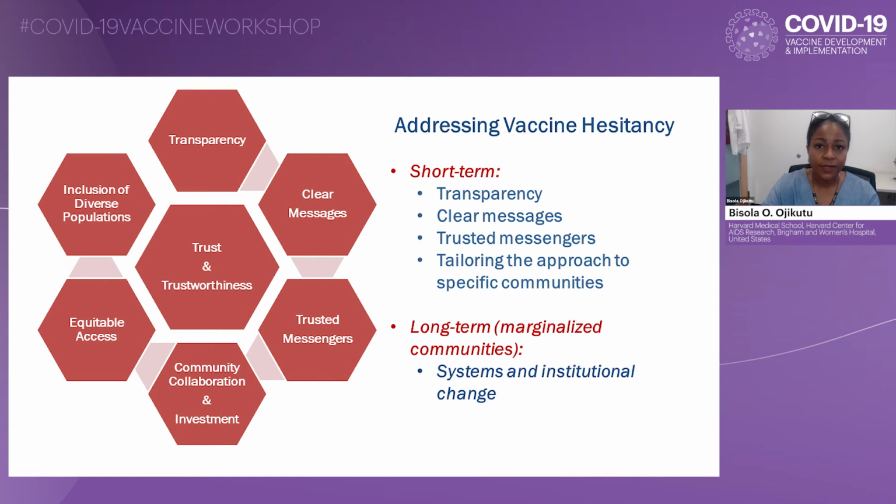What do we do about this? Most effective interventions to address vaccine hesitancy employ multiple strategies to address misinformation and mistrust, as you see in this figure. In the short term, providing people with clear, transparent messages that include what we do know and what we don't know about the vaccines is important. The use of trusted messengers is critical. Longer term, particularly as it relates to marginalized communities, systems and institutional change are required to address mistrust.